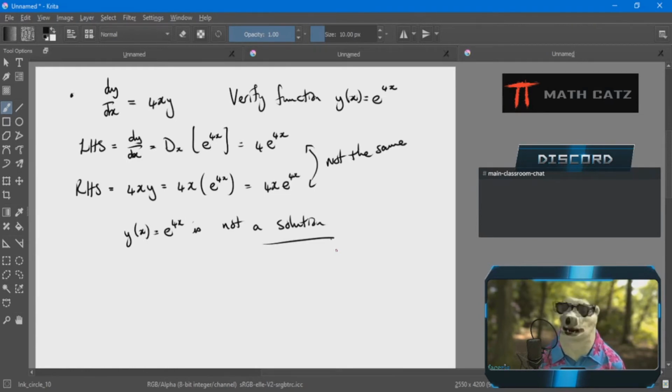You can then say, okay, well, that wasn't a solution. Great. How do we then find a solution? It's fine if you give me one and it works. But if you give me one and it doesn't work, or you don't give me one, how do I find a solution to a differential equation?